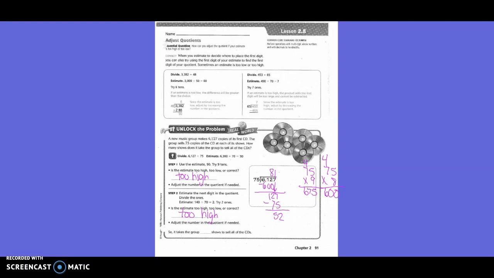So we'd have 81 remainder 52. How many shows would it take to sell all of those CDs? 82, because you couldn't say 81 because you would have 52 CDs left over, right? Okay, and so you want to make sure they're all gone. So it would take at least 82 shows to sell all of the CDs.